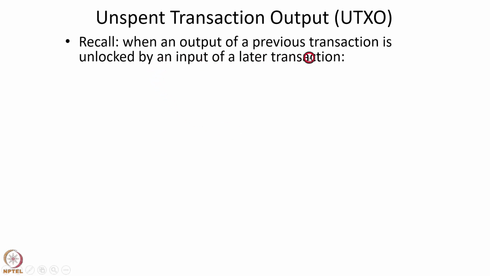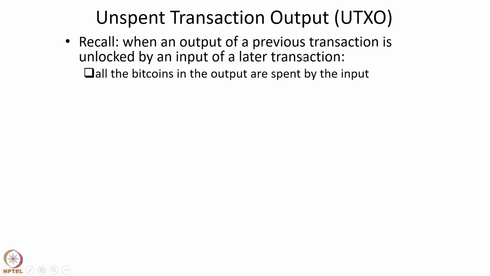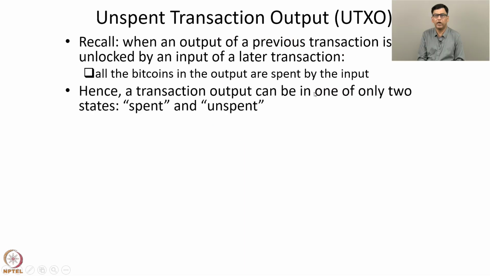Recall that when an output of a previous transaction is unlocked by an input of a later transaction, then all the bitcoins in the output are spent by the input. Hence, a transaction output can be in one of only two states: spent and unspent. Initially, the output is in the unspent state. Later on, when the bitcoins in the output are spent by some subsequent regular transaction, then the transaction output transitions to the spent state.